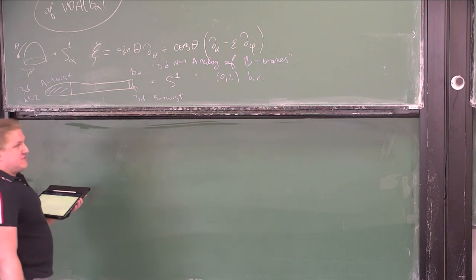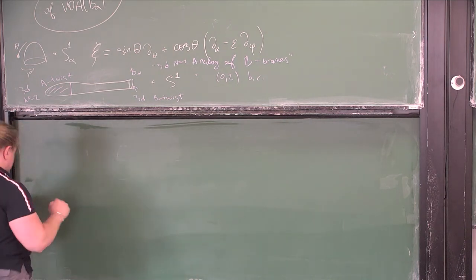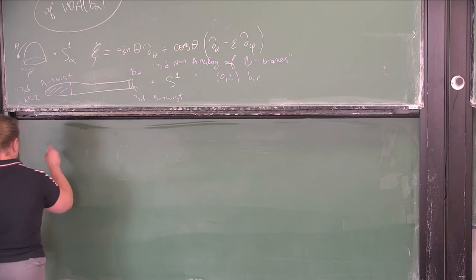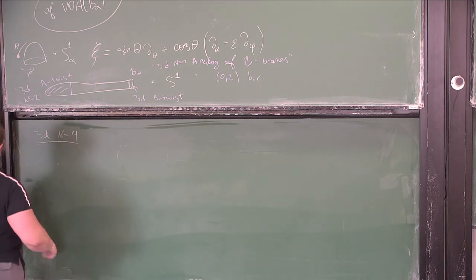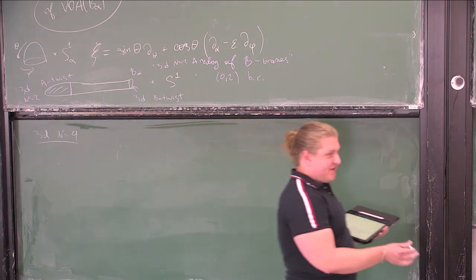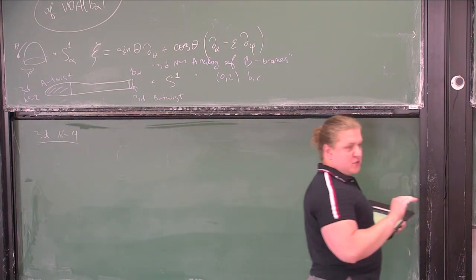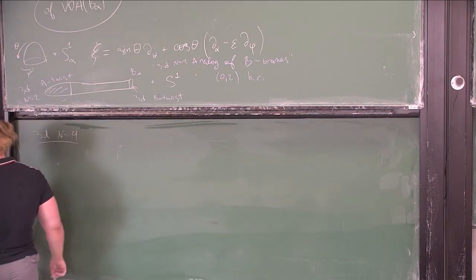And even though I've been talking about 3D N equals 2 theories until now, now I will secretly be thinking about 3D N equals 4 theories, but thought of as N equals 2 theories. So again, there will be no topological twists happening.